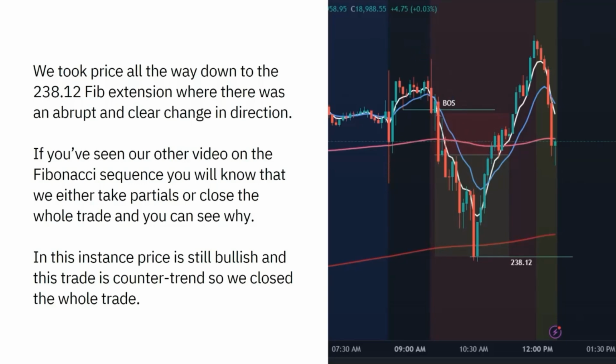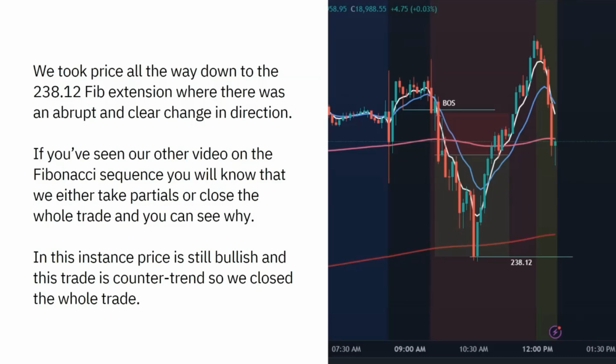So the ICT concepts are liquidity. The Rob Smith Strat concepts are the patterns, which is the 2 down, 2 up. And in our case, the one we took was a 2 down, a 1, and then a 2 down, so a 2-1-2 pattern. And the What Would Joel Do method was the counting of the EMAs, the bar counting. And then the Fibonacci sequence is what we use to measure our movement to the downside.